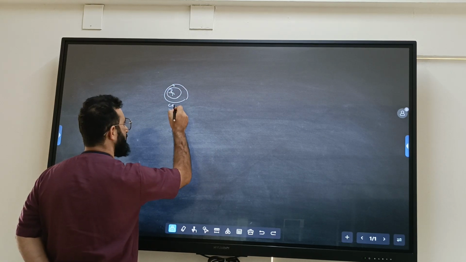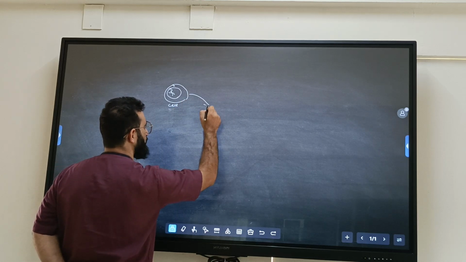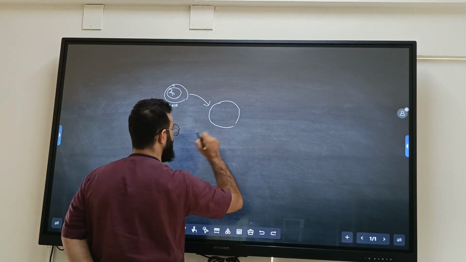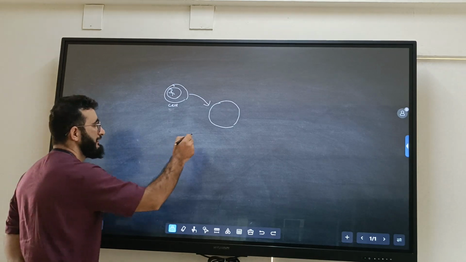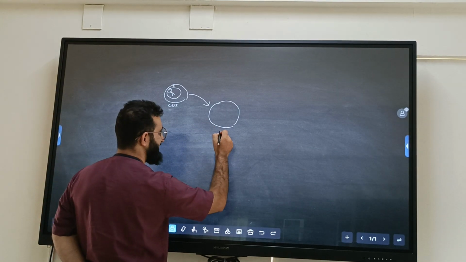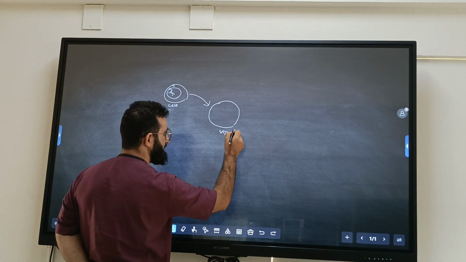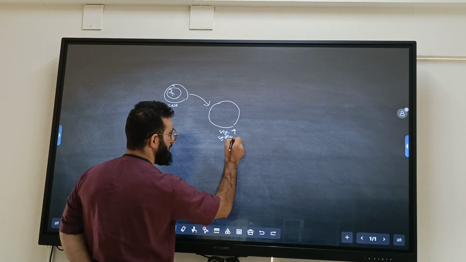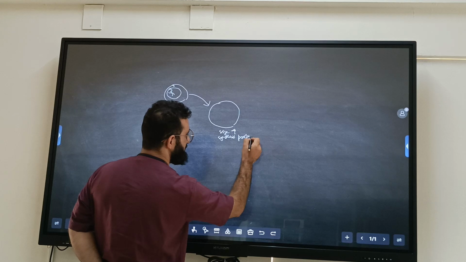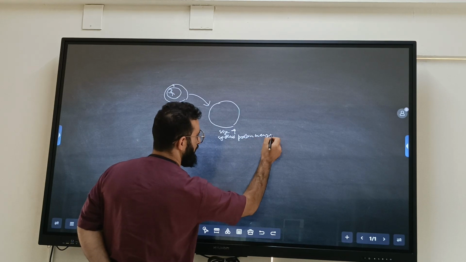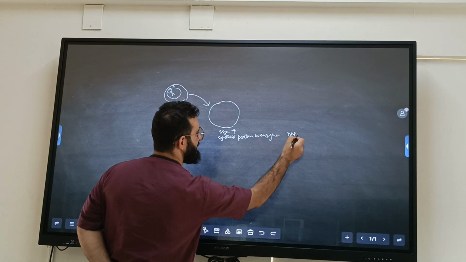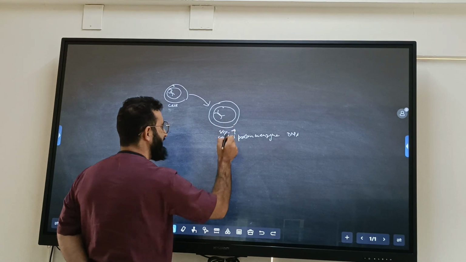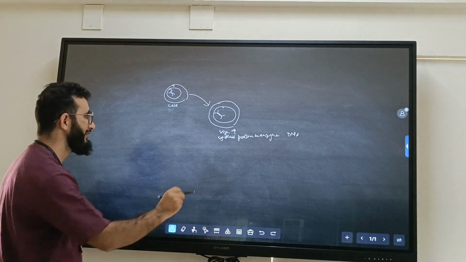Okay, this is a cell. When it undergoes the cell cycle, in the G1 phase the first important point is that the cell will grow in size, and it will synthesize proteins and enzymes for DNA synthesis.